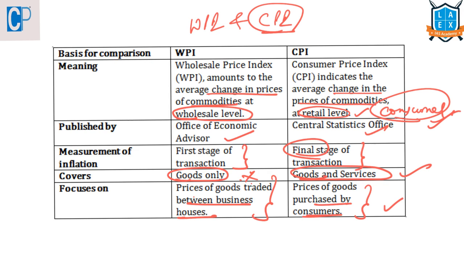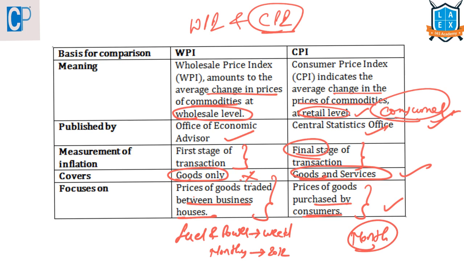And the other thing is when the data of WPI and CPI will be released. Here for the primary articles like fuel and power, their details will be released on a weekly basis, whereas overall WPI will be released on a monthly basis. It has been done from 2012, whereas CPI will be released once every month.